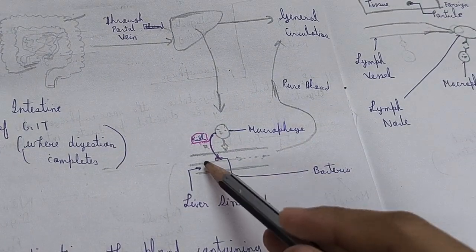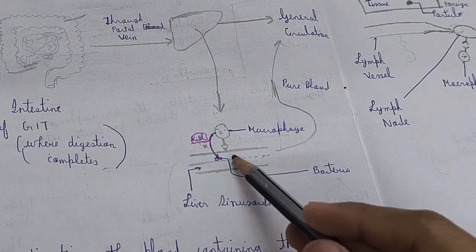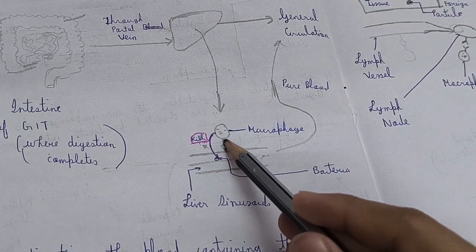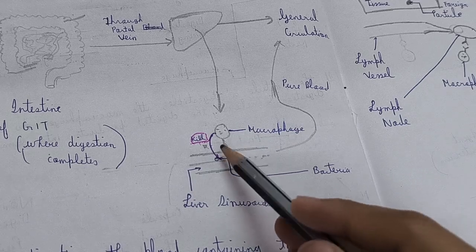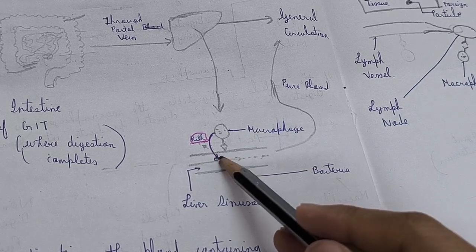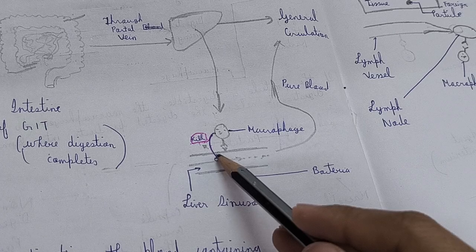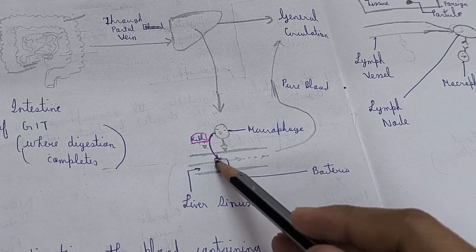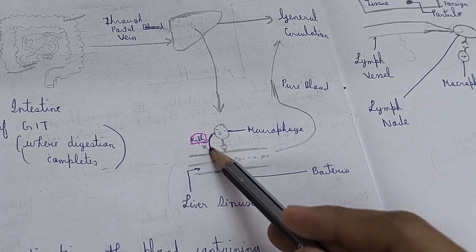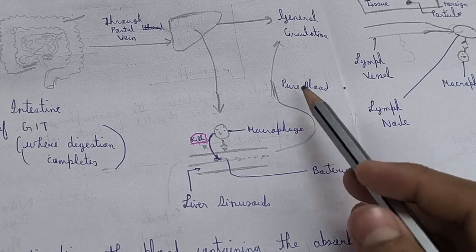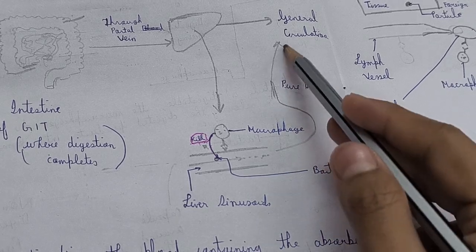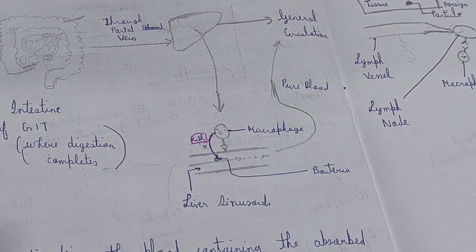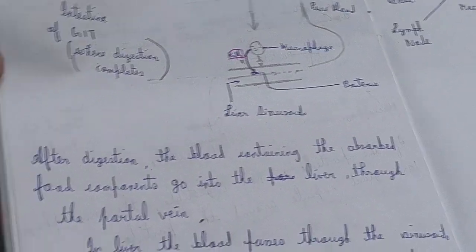But in the liver, this blood passes through liver sinusoids, and these liver sinusoids are lined by macrophages. If any bacteria or foreign or infectious particles are present in this blood, they are killed by these macrophages, so that only pure blood goes into general circulation. So that is the portion I have written.